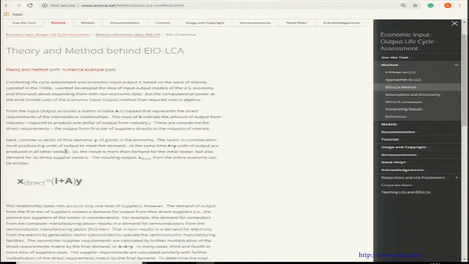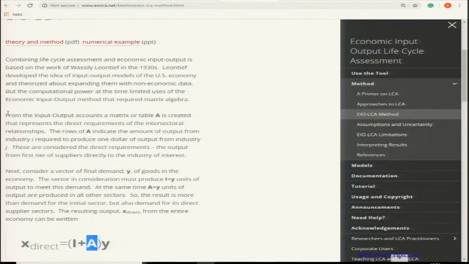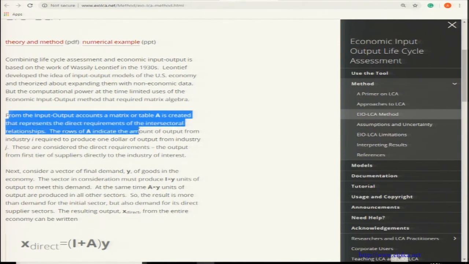Now EIO-LCA works based upon this mathematical relation, where X direct is the direct output resulting from the entire economy, which is equal to I plus A into Y. What is I and A here? A is an I by J matrix. From the input-output accounts, the matrix or table A is created that represents the direct requirements of the intersectoral relationships.